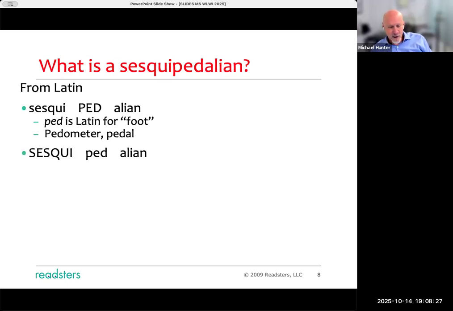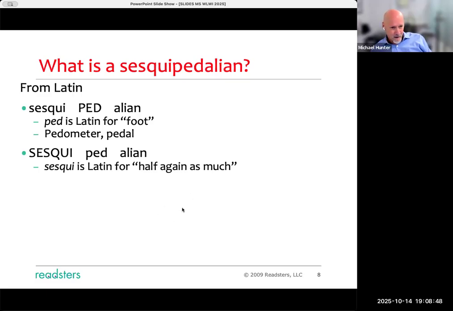Sesqui is a very strange prefix, and you might have heard it in sesquicentennial. That's about the only word I can think of that I know that has that. And it means half again as much. So if we've got a foot and half again as much, we're talking about something that's 18 inches long.